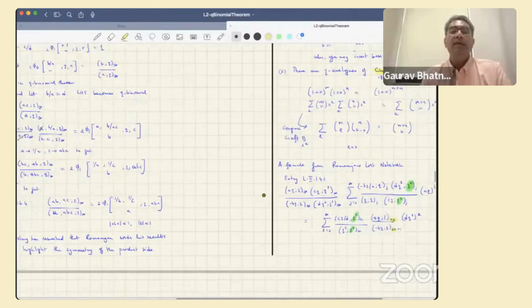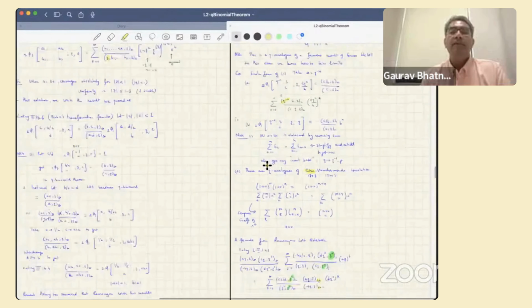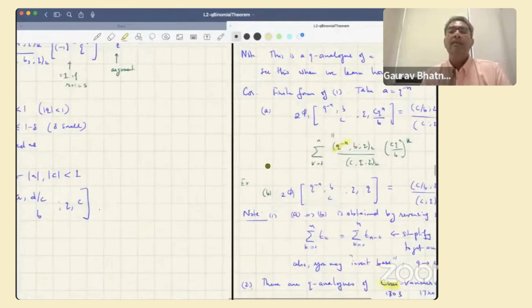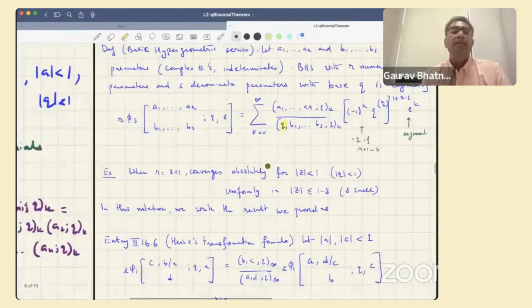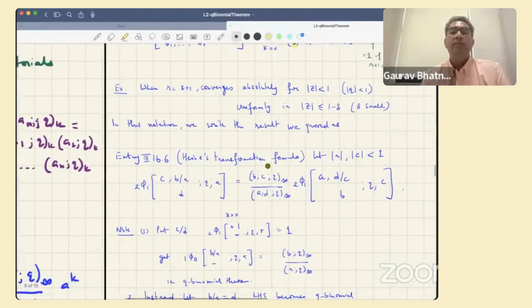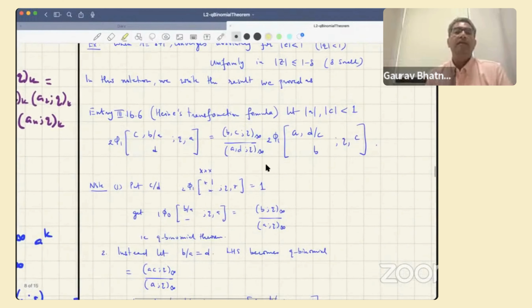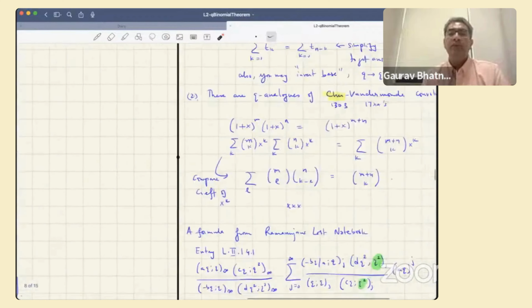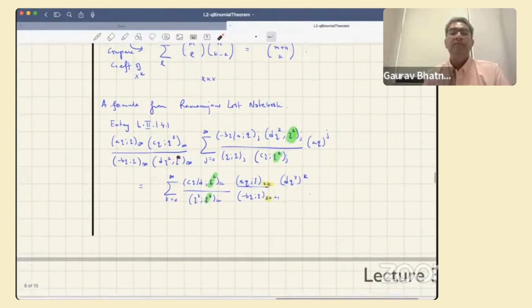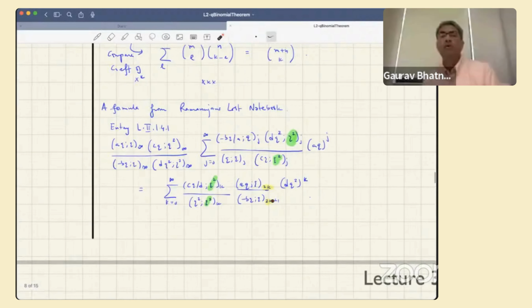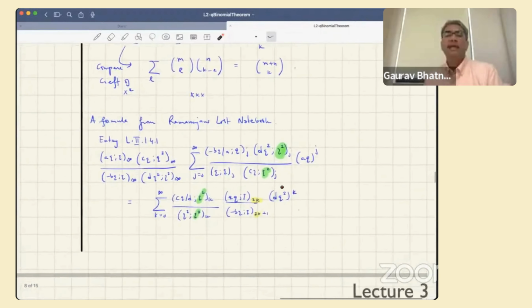So if you look at, where are we? If you look at this one, Heine's transform, it's very similar, right? So it's again 2 products, 2 at the top, 1 at the bottom, and then 2 at the top, 1 at the bottom, all in base q. And here, however, it is base q square and base q. That's the only difference.